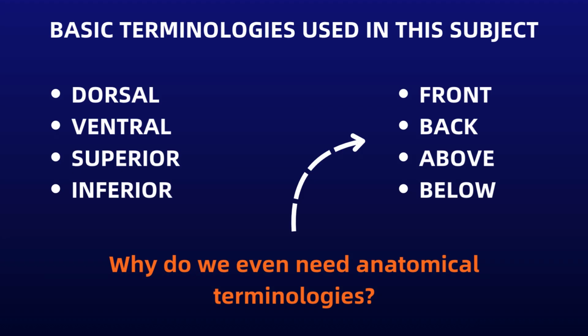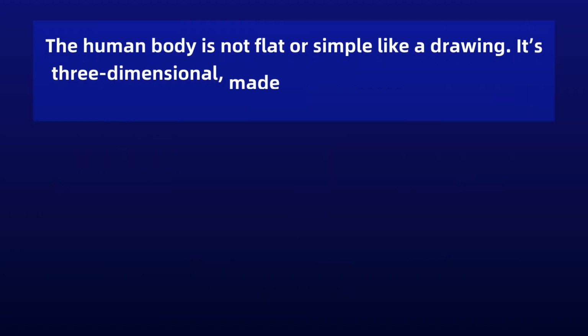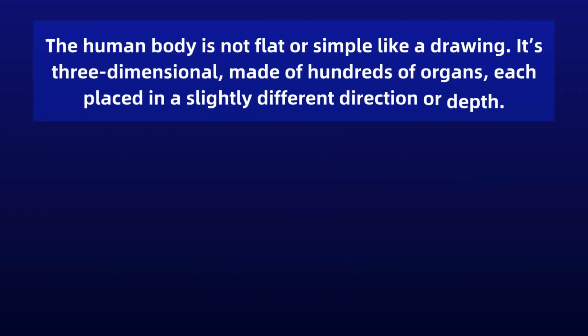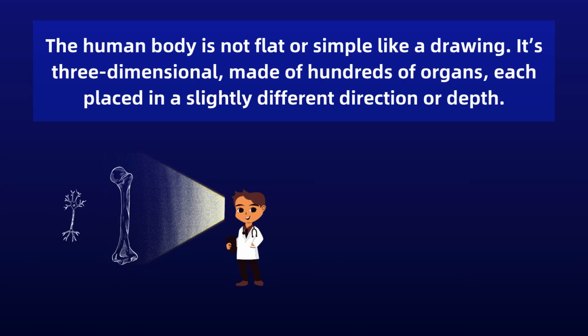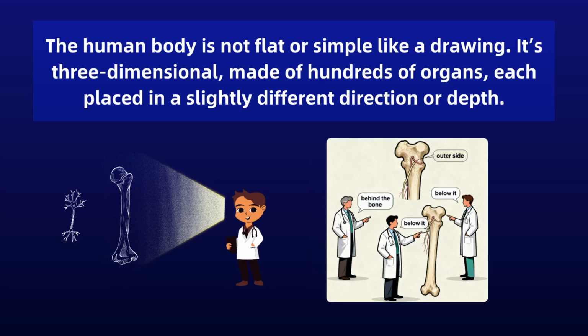So, to answer this question, why do we need common terminologies? Let's think about it. Human body is not flat or simple like a drawing. It's three-dimensional, made of hundreds of structures, each placed in a slightly different direction or depth. Now imagine if one doctor says the nerve is behind the bone, another says the nerve is below it, and the third says the nerve is towards the outer side. But everyone is looking from a different angle. It would get really confusing, right?